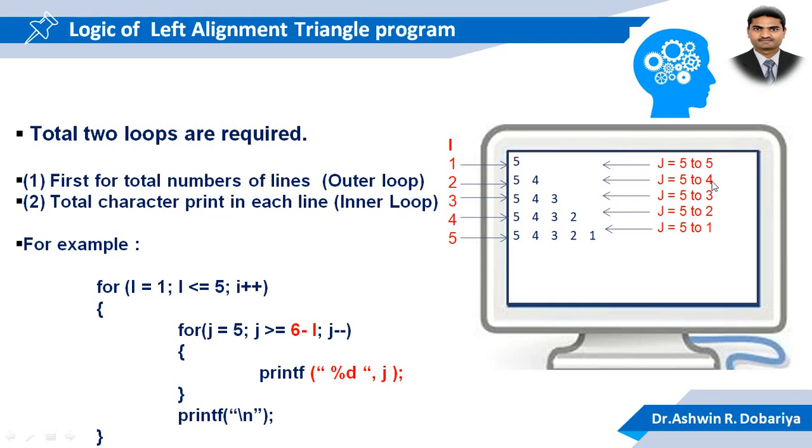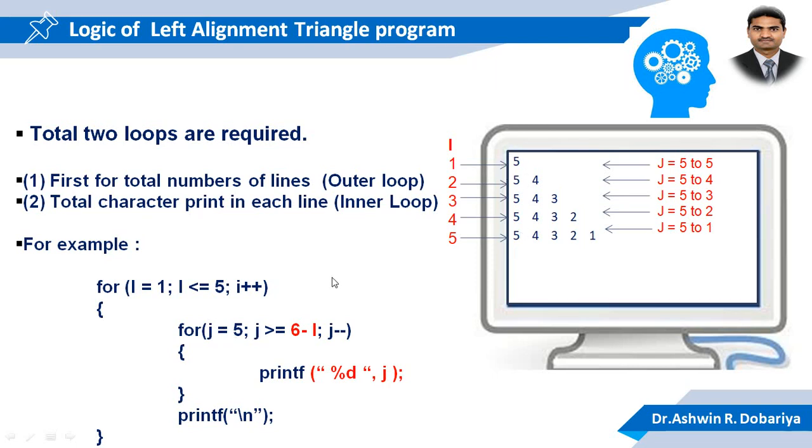And we know that the ending value always depends on the outer loop counter variable. But here there is no direct relationship, because when i is 1 then it should end with 5. Then i is 2, then it should end with 4. So there is no direct relationship. So here we have to apply a logic where, if we subtract this line number from 6, then we will get this number. So 6 minus 1 means 5, 6 minus 2 means 4, 6 minus 3 means 3, 6 minus 4 means 2.